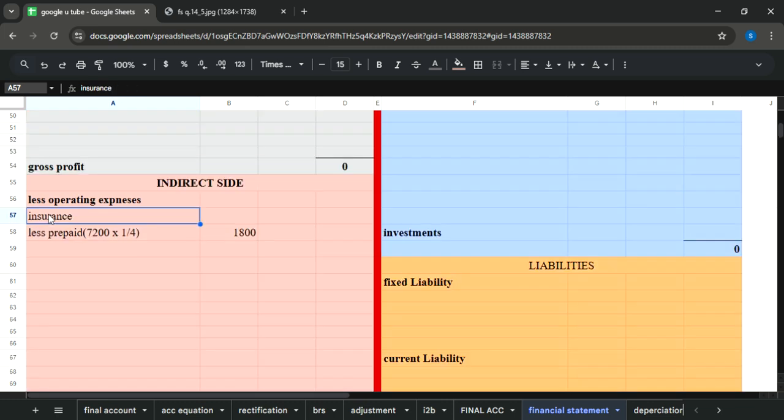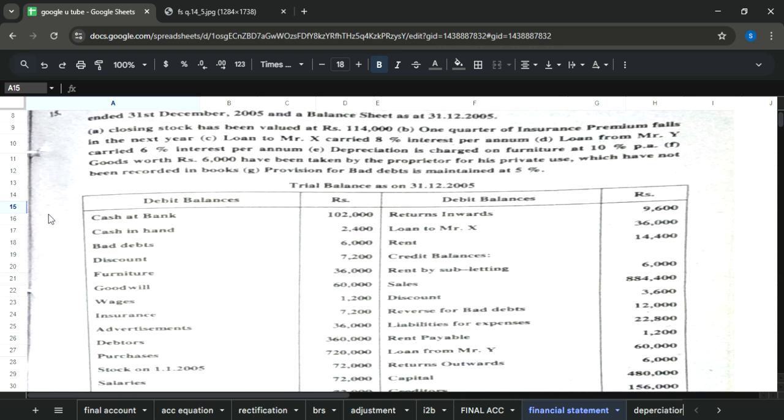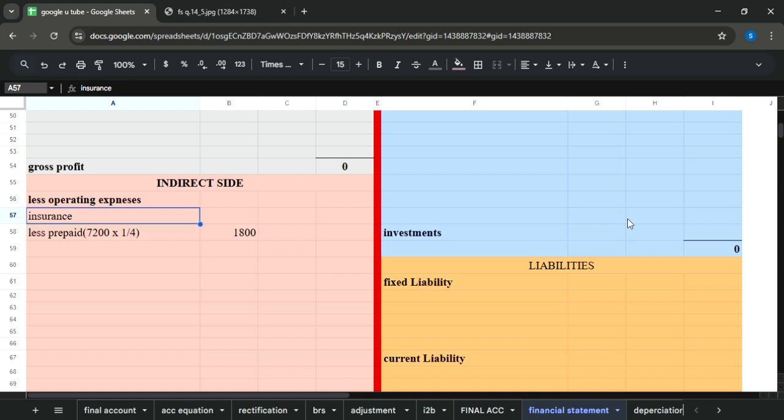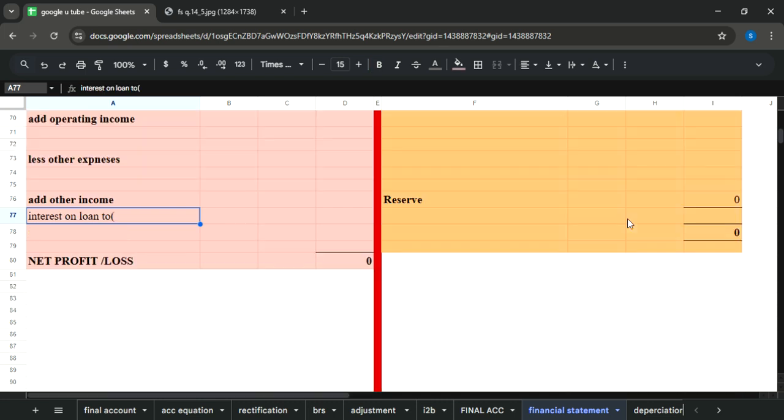For that purpose, first we will see to whom the loan has been given. Loan to Mr. X. So here Mr. X is mentioned. The loan given is 36,000 while the interest rate is 8%. So 36,000 and 8%. Here you will mention it: 36,000 multiplied by 8 divided by 100.